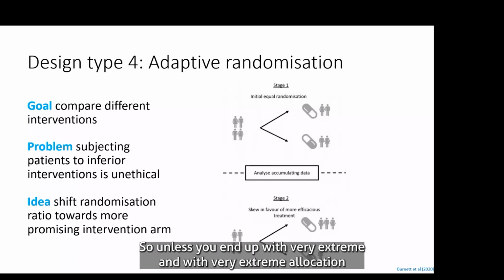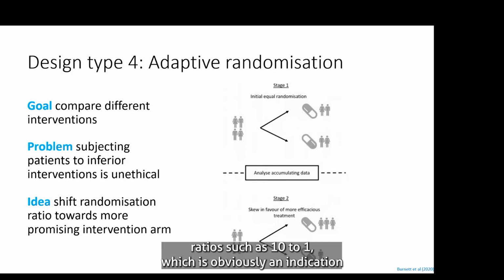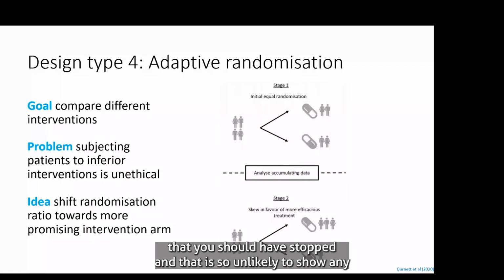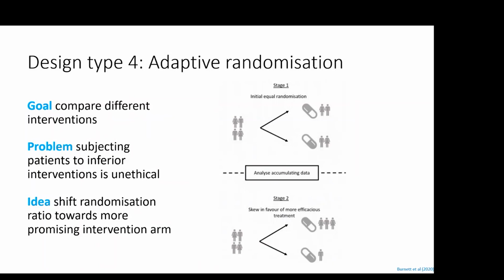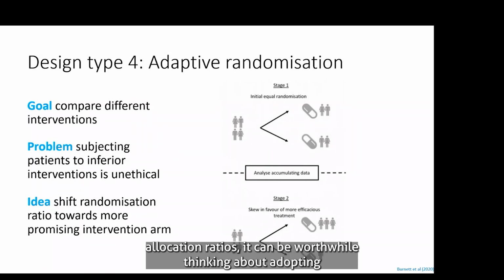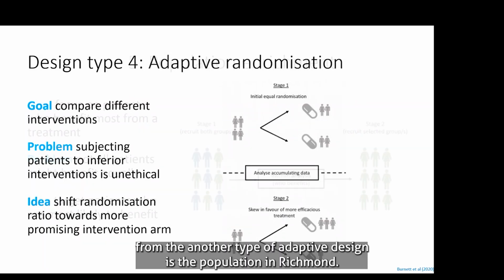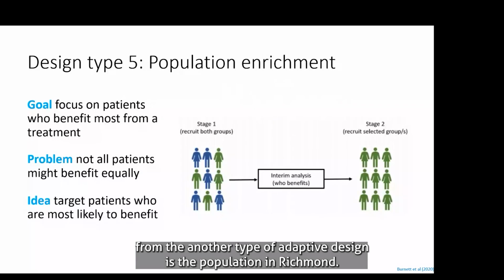So unless you end up with very extreme allocation ratios, such as 10-to-1, which is obviously an indication that you should have stopped that arm that is so unlikely to show any benefit anyway, unless you have such extreme allocation ratios, it can be worthwhile thinking about adaptive randomization.